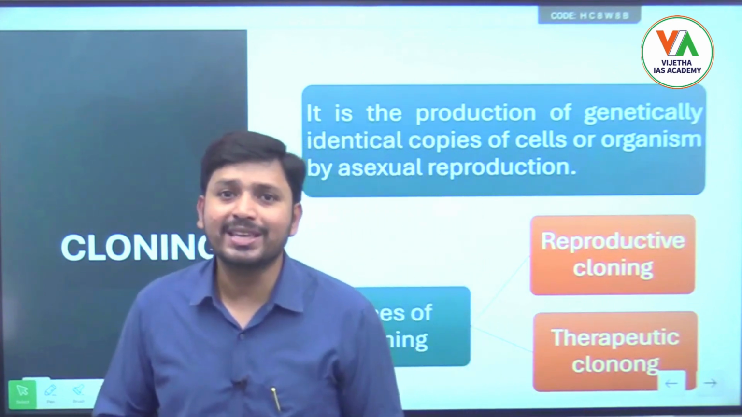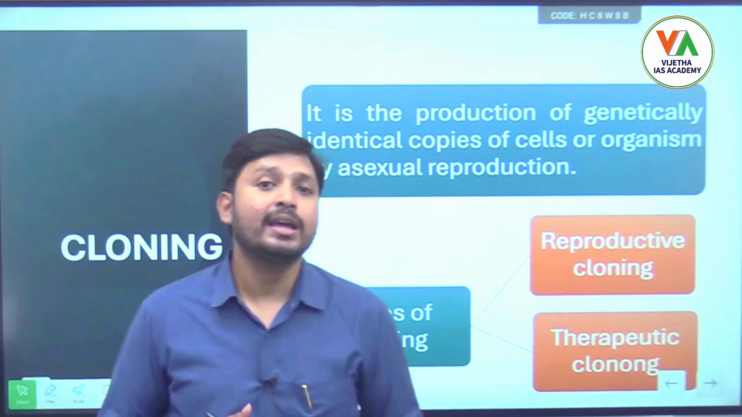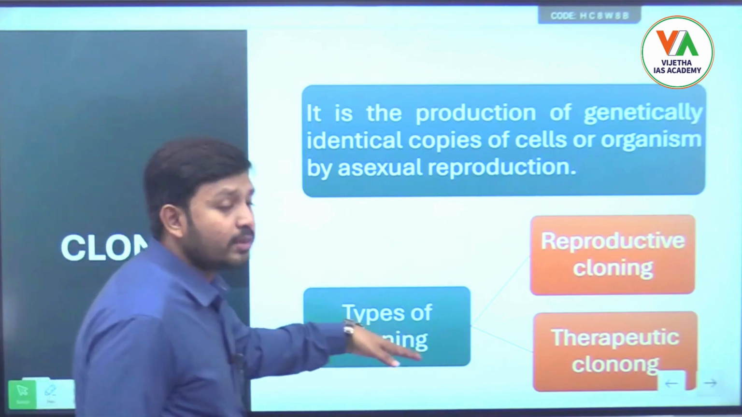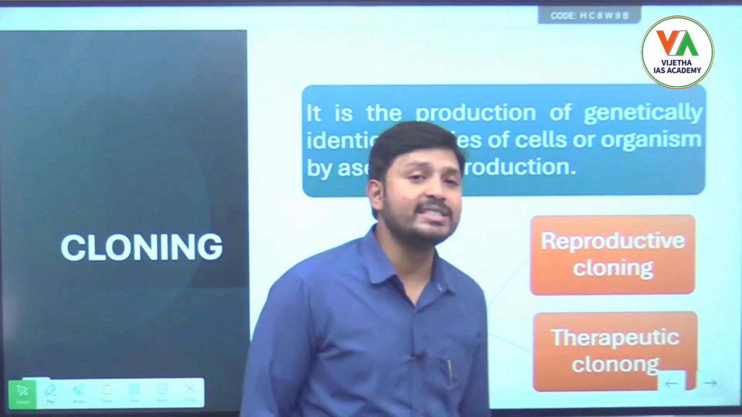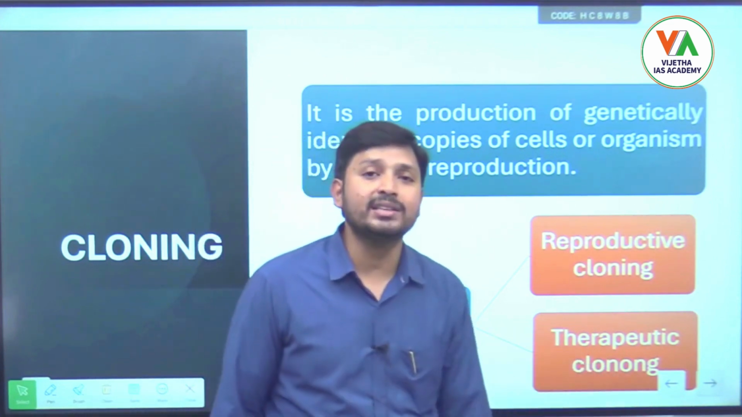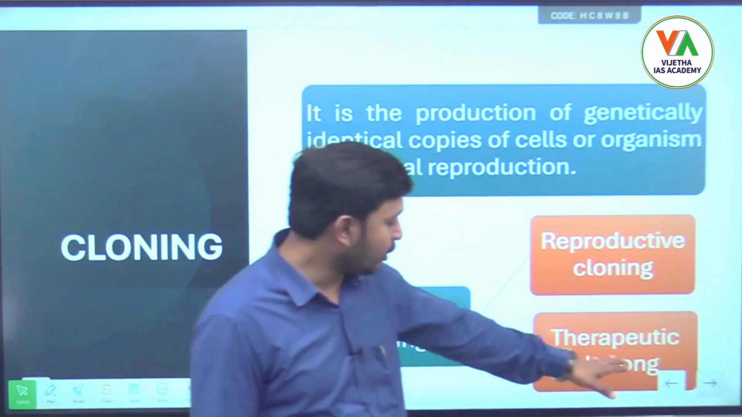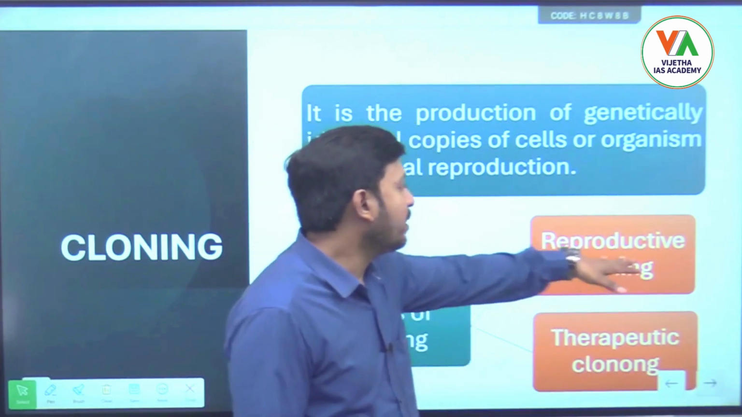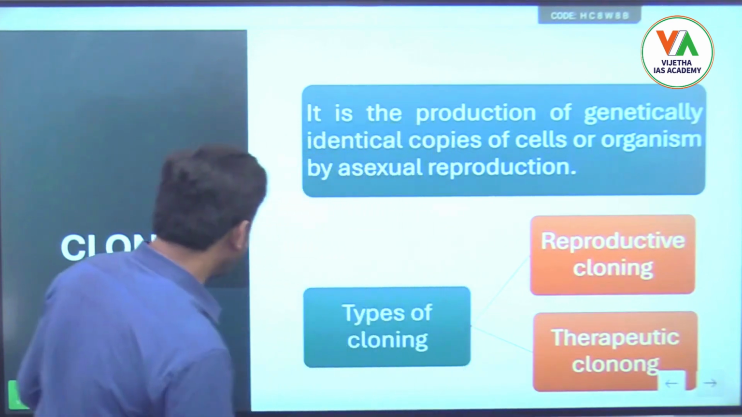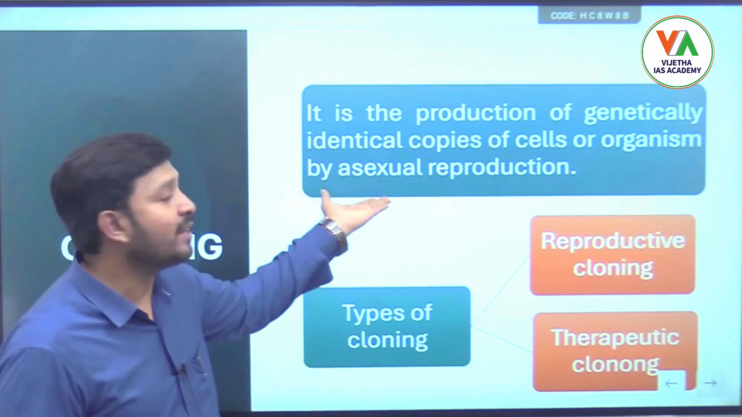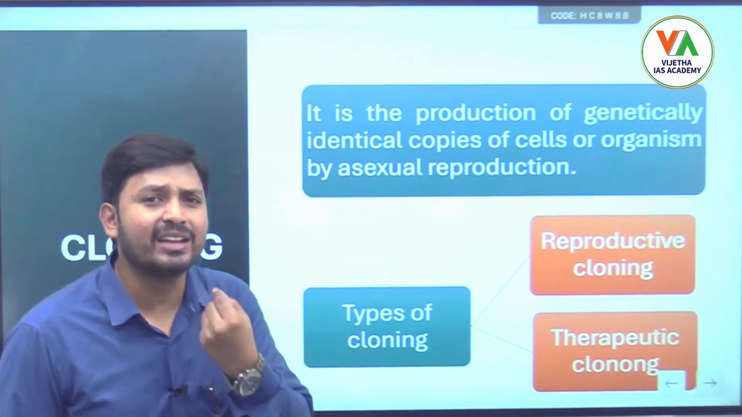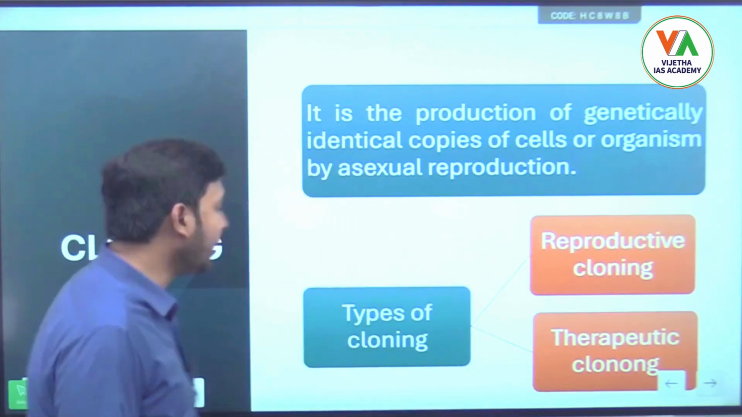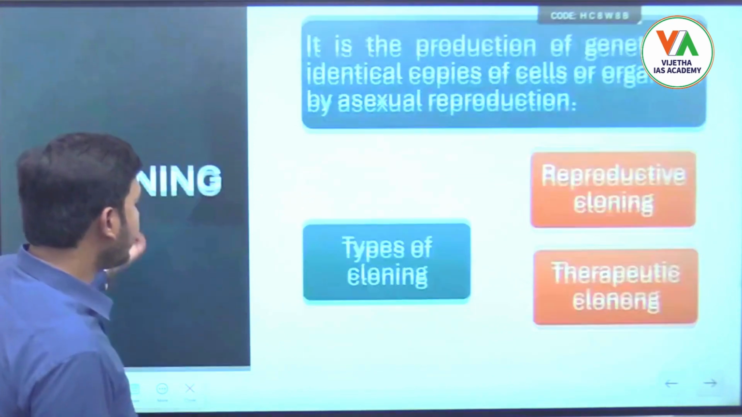Is it clear? Such thing is called cloning, but there are different techniques involved in this cloning. Those are two types of cloning, which are reproductive cloning and second one is therapeutic cloning. Therapeutic cloning is nothing but called stem cell therapy. Remember, therapeutic cloning is nothing but stem cell therapy. We'll discuss what is stem cell and what is stem cell therapy, but we'll see what is reproductive cloning in the coming slide. So cloning is production of genetically identical copies of cells or organisms, means exact replica, Xerox copy, and there are two techniques, reproductive cloning and therapeutic cloning.